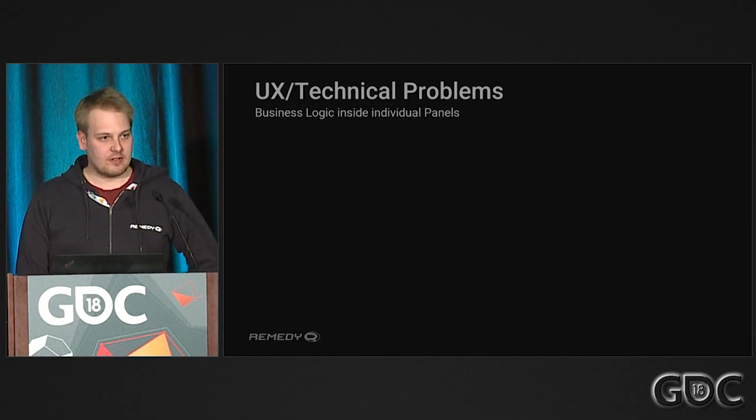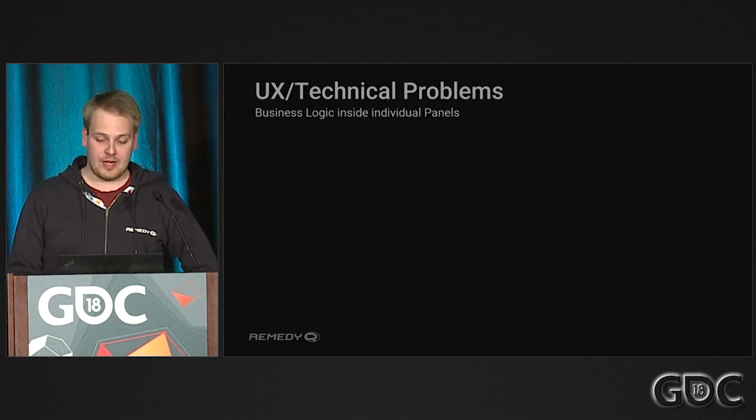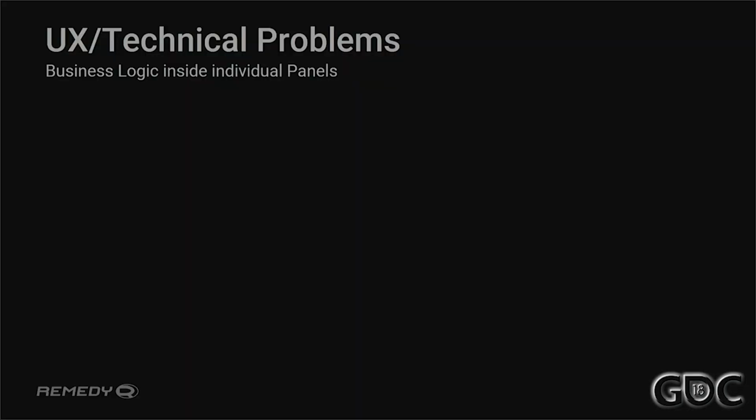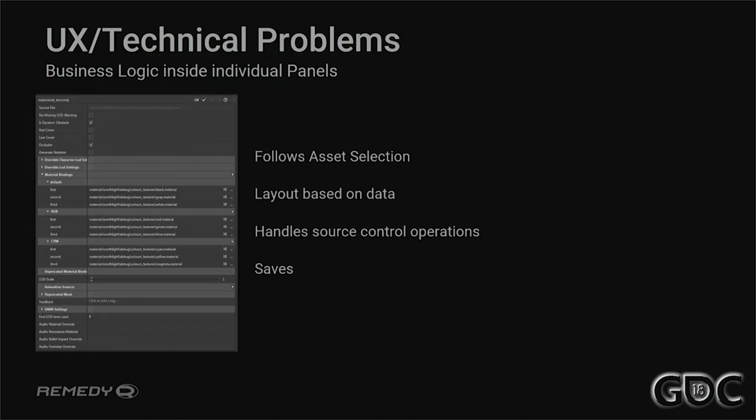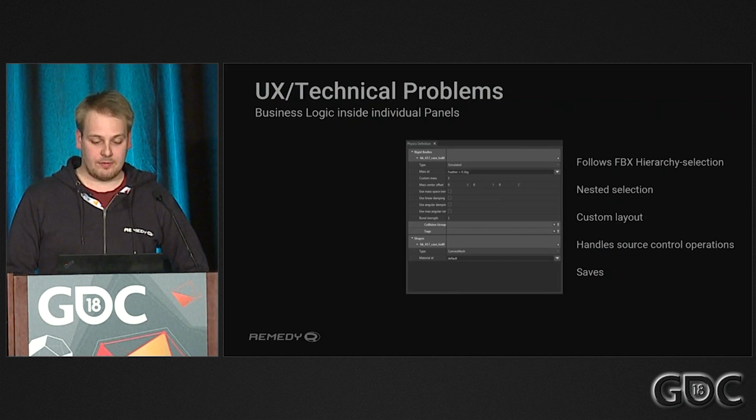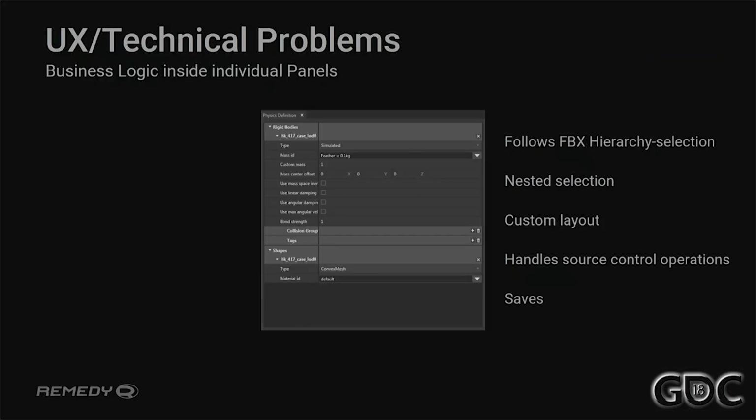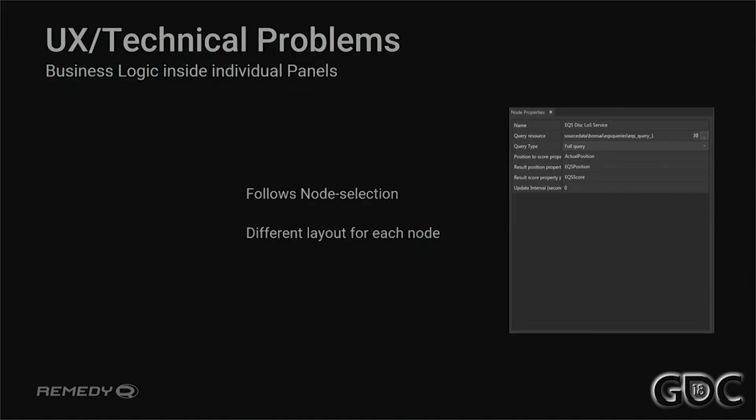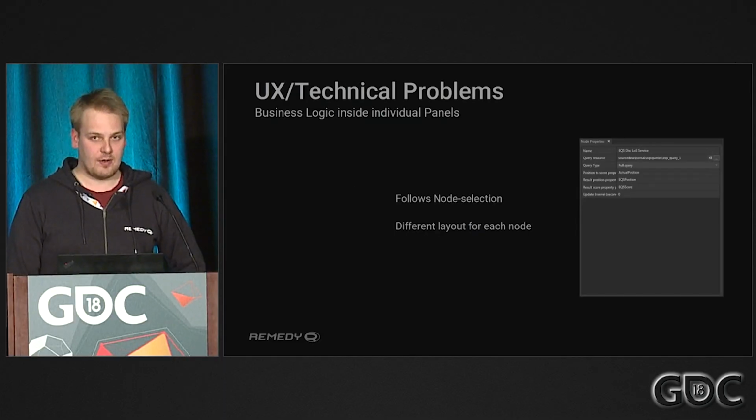All the panels had business logic inside them because they had to work individually due to the loosely coupled design. Here are three examples of panels that resemble each other, but each having different business logic, causing us to have to maintain three different versions. The property editor followed asset selection and handled writing to disk, as well as source control operations. Physics definition editor followed the selection of an FBX hierarchy and also handled saving and source control operations. And then there were quite a few editors that simply followed some other selection, like timeline events or nodes in a node graph.